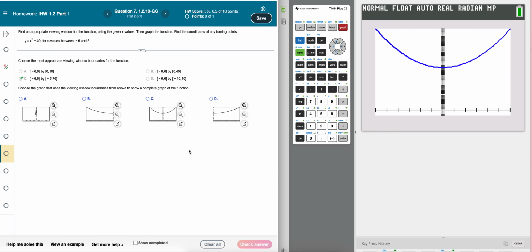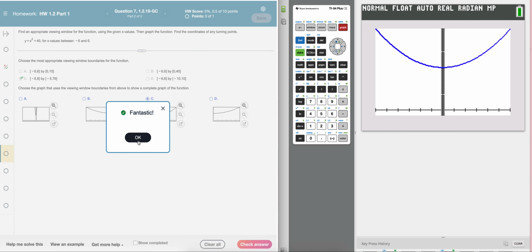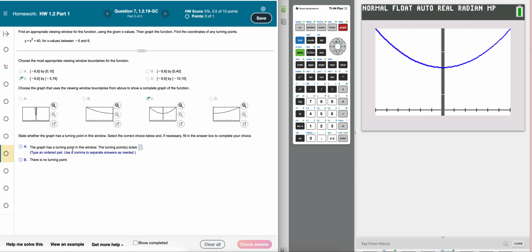And it says, which one of these four pictures looks like what we have here on the screen? Again, choice C. And then it talks about a turning point. In my other video, I talked about how to find a turning point. In this case, looking at the graph from left to right, you can see it's going downhill, downhill, downhill. And then right here, it switches to where it starts going uphill.